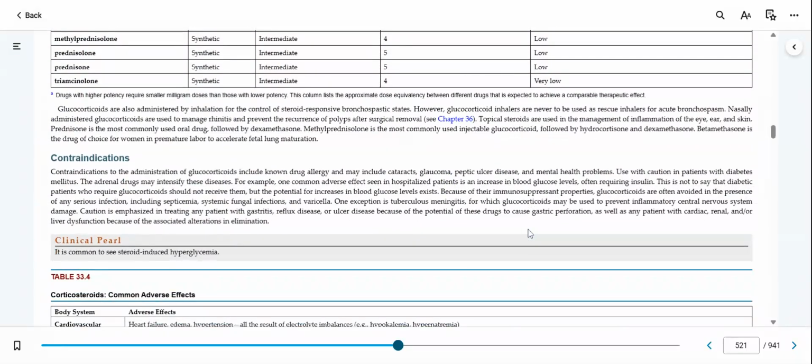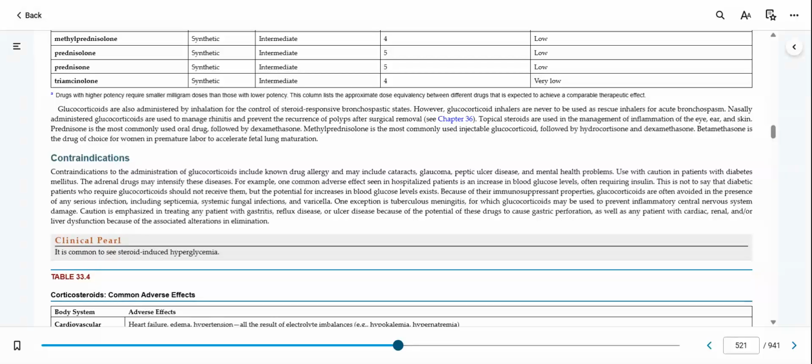Our contraindications for these drugs would be drug allergies. Also, if I have mental health problems, we want to use it very cautiously in patients with diabetes, as one common adverse effect is that it increases blood glucose levels and causes hyperglycemia, which often requires insulin, even if they didn't require that earlier. Because of their immunosuppressant properties, glucocorticoids are often avoided in the presence of serious infection, including septicemia, systemic fungal infections, and varicella, which is chickenpox.